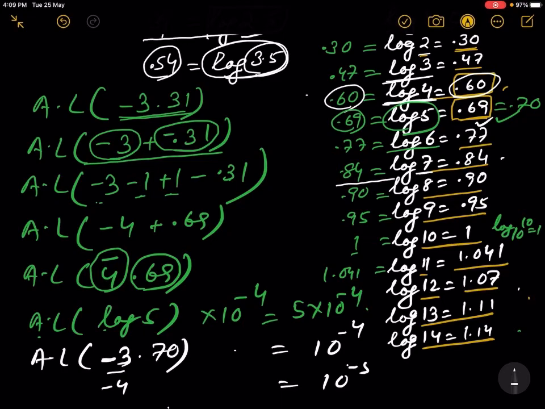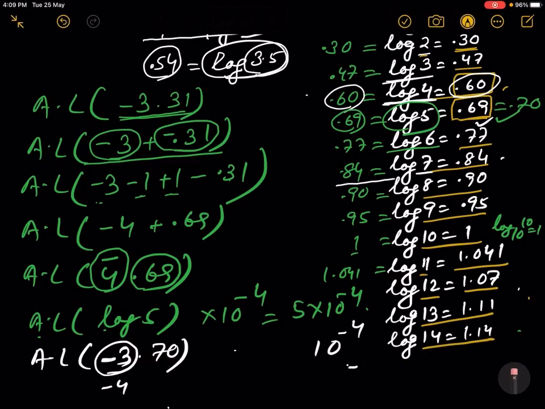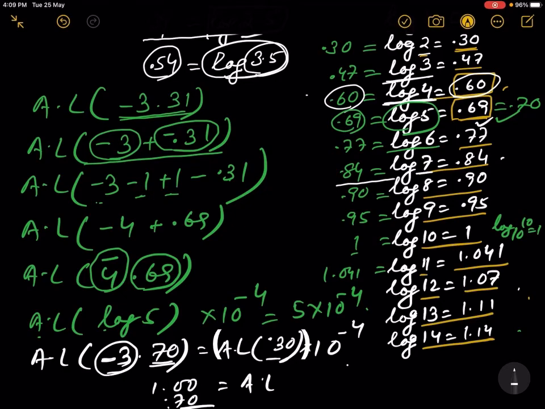Then this part is written as anti-log of 0.30. Why? Because this 0.70 is subtracted from 1 to become 0.30. Then anti-log of 0.30, you see 0.30 is equal to log 2. So you can write log 2 into 10 to the power minus 4. Anti-log and log cancel, and it becomes 2 into 10 to the power minus 4.